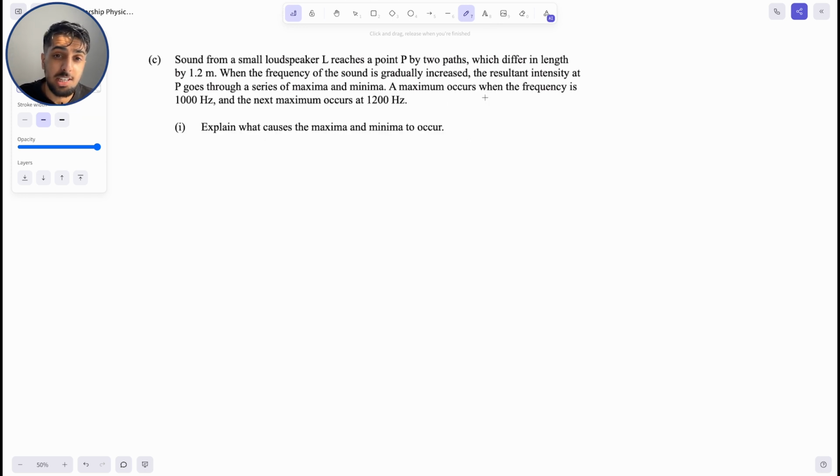Sound from a small speaker L reaches a point P by two paths, which differ in length by 1.2 meters. When the frequency of the sound is gradually increased, the resultant intensity at point P goes through a series of maxima and minima. A maximum occurs when the frequency is 1000 Hz, and the next maximum occurs at 1200 Hz. Explain what causes the maxima and minima to occur.